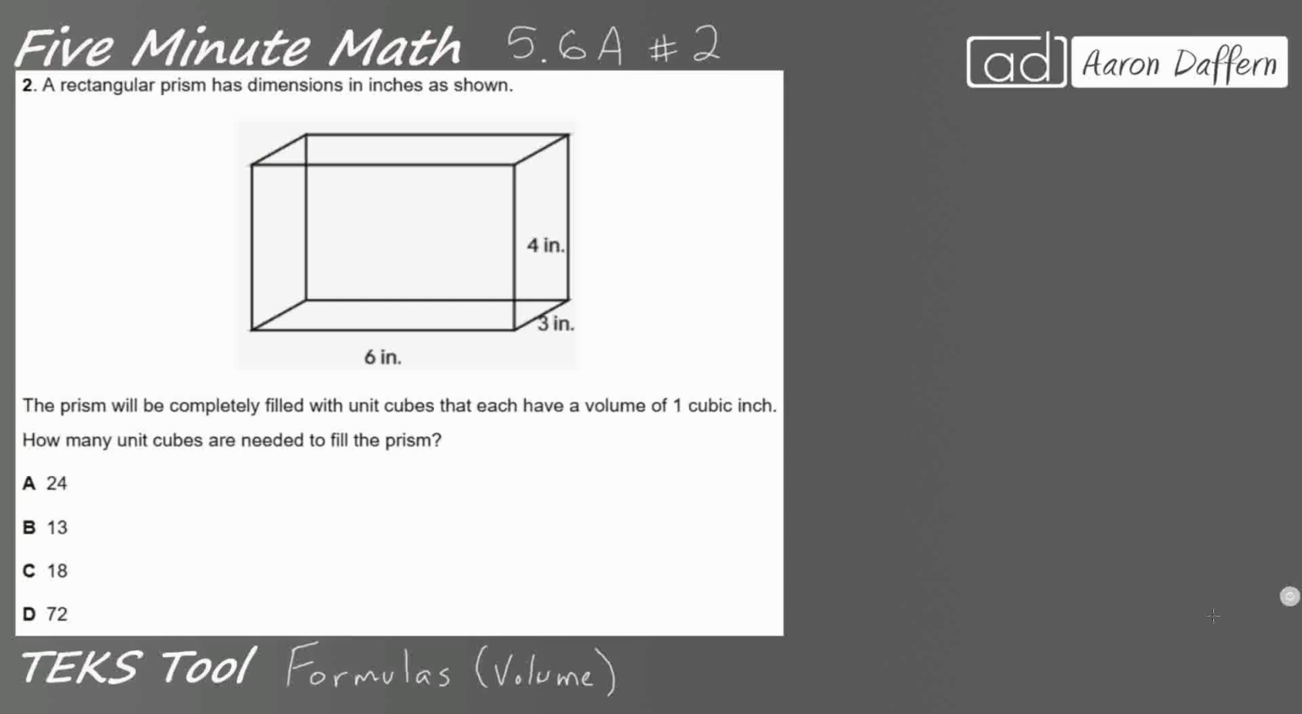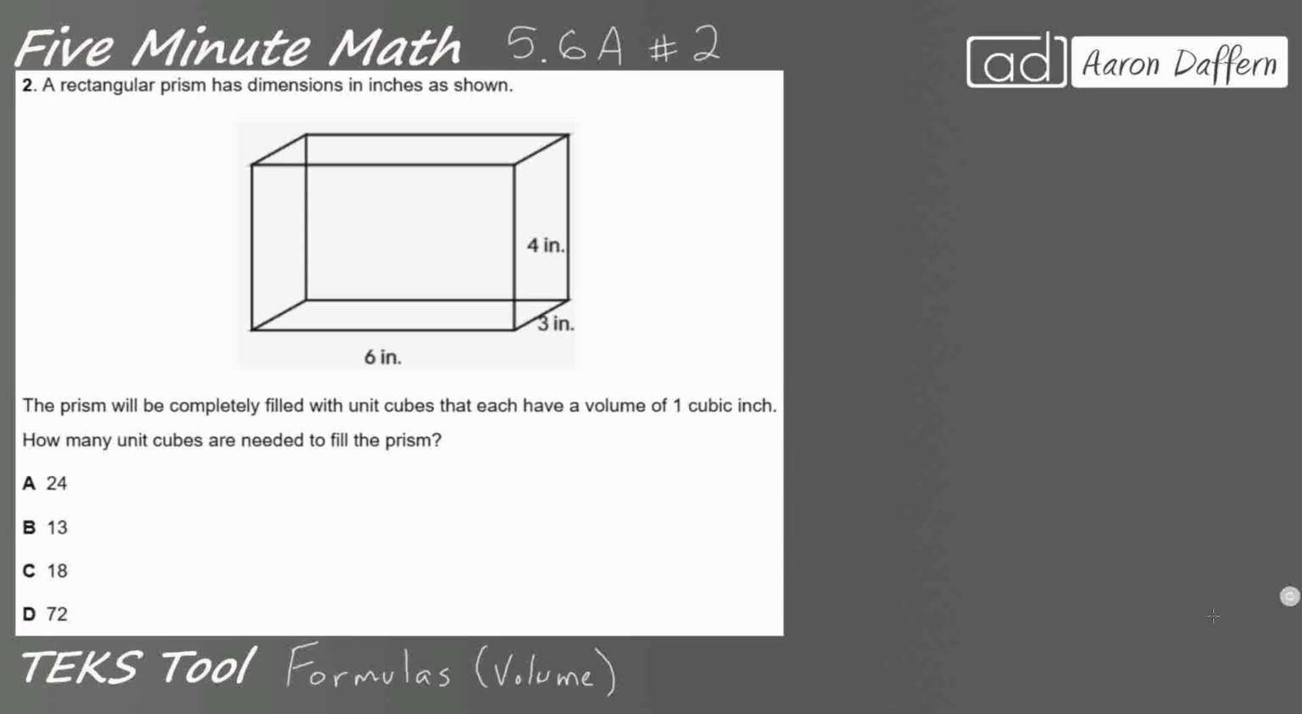Today we are looking at the TEKS tool formulas. We are working with volume with a problem related to TEKS 5.6a, and we will solve it in 5 minutes or less. If you haven't done so already, please go ahead and take a moment to pause the video, work this problem out on your own, unpause it, and we will look at our answers together.